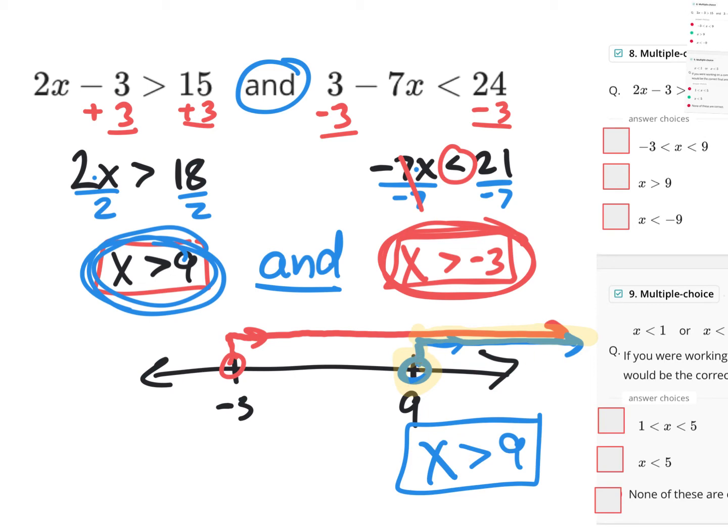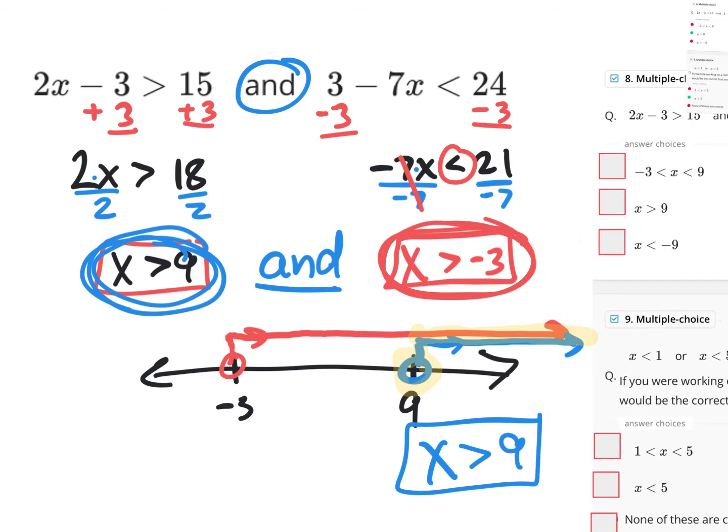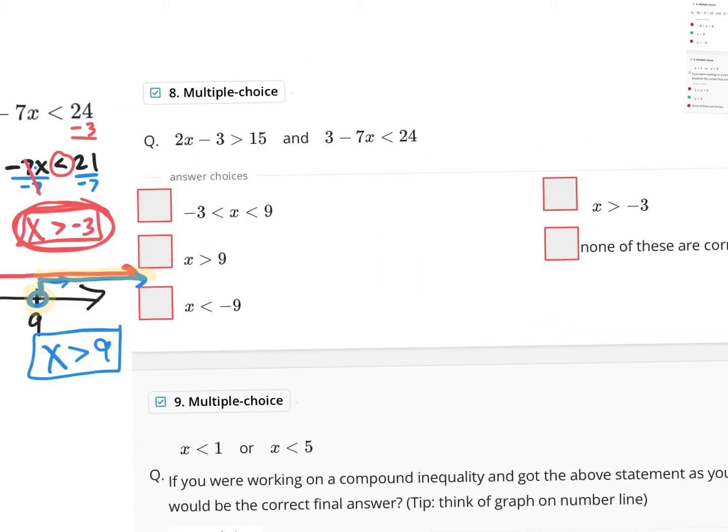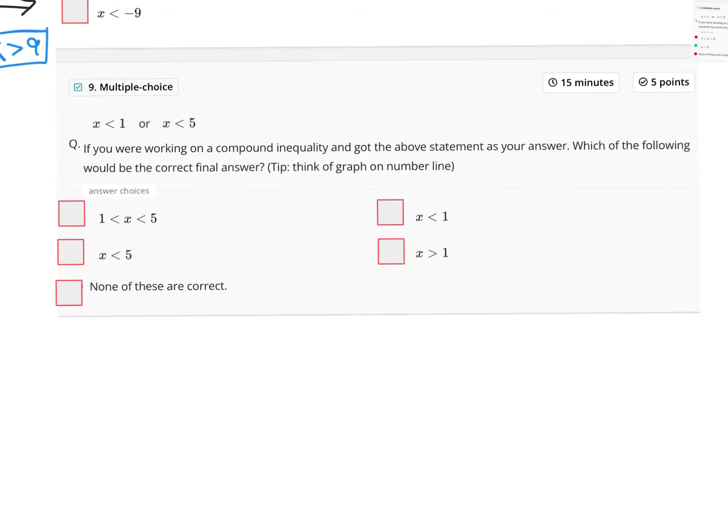Okay, so let's double check, or let's look for that answer over here. And as you could see, the answer is x is greater than 9. That's this one right here. You would select this one. It's multiple choice. All the other ones are incorrect. This guy is the correct answer. Let's move on. This one's a little nicer.